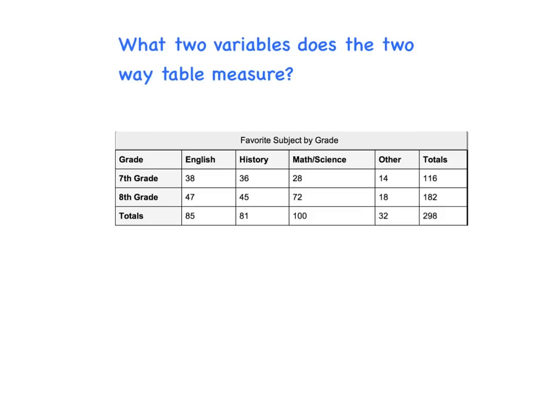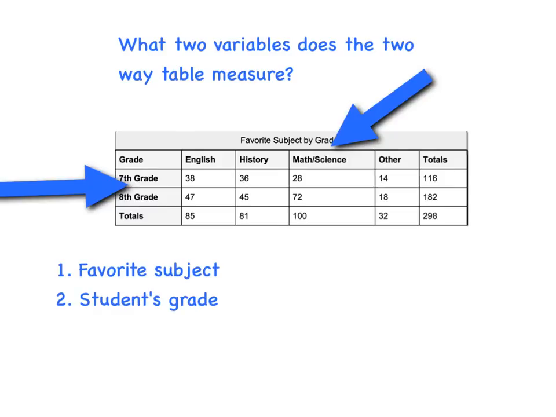We want to determine what two variables the two-way table measures. If you look across the top, you can see that students were asked their favorite subject. They were given the choice of English, history, math, and science. If you look across the side, you can see that students were also asked what grade they were in. The two choices that students had were 7th grade or 8th grade. The two variables the two-way table measures are favorite subject and student's grade.